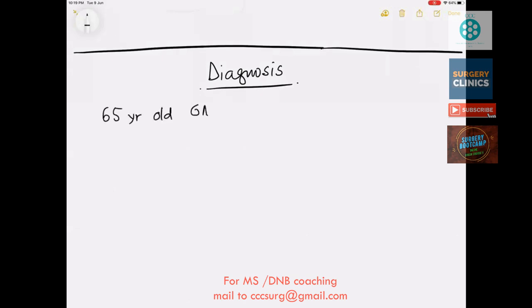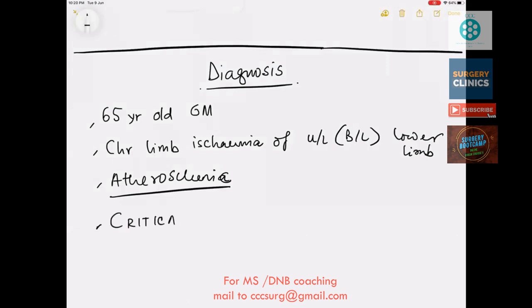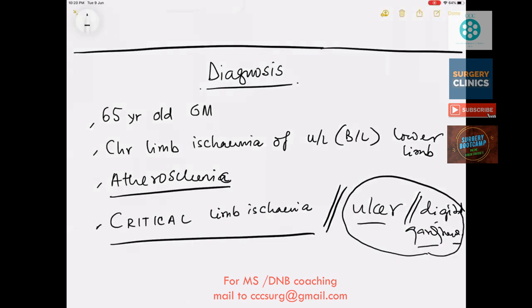65-year-old gentleman with chronic limb ischemia affected by, or due to, atherosclerosis. Ischemia of unilateral or bilateral lower limb, due to atherosclerosis, and finally with evidence of critical limb ischemia. Or if you are not happy with the word, you can use complicated by an ulcer or a digital gangrene. So it is complicated by an ulcer or a digital gangrene.